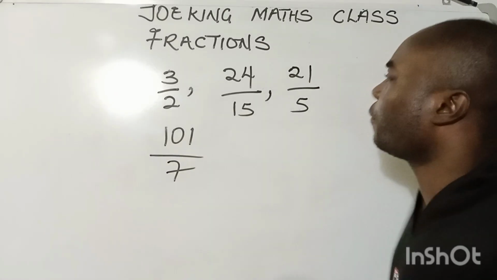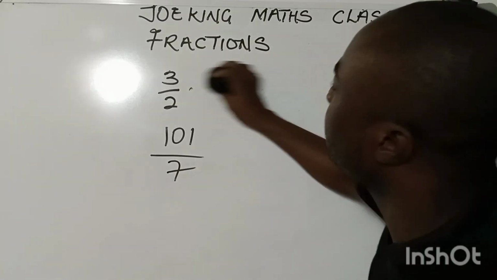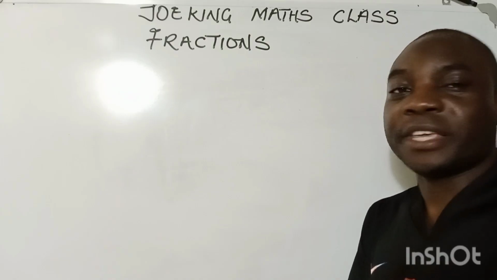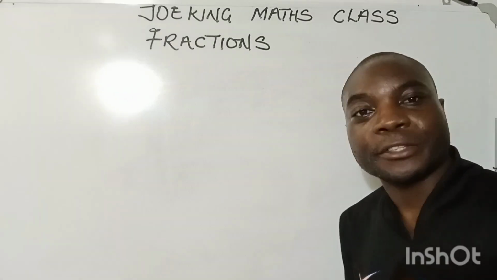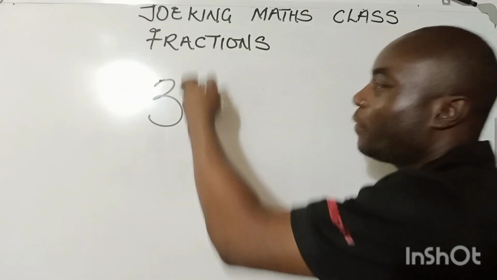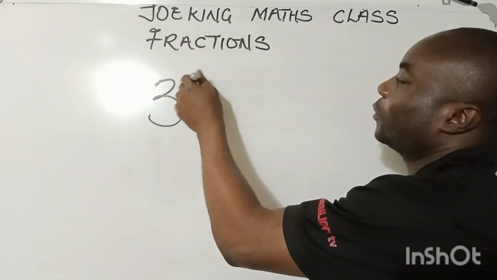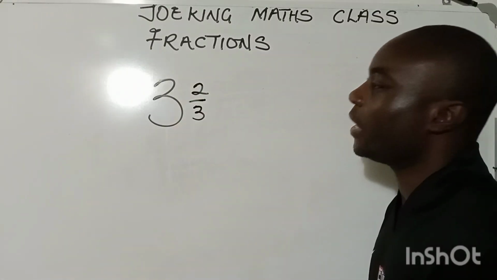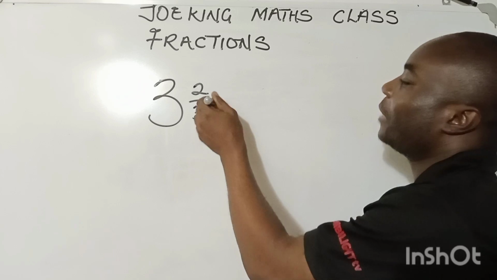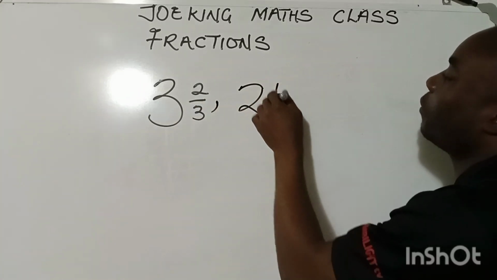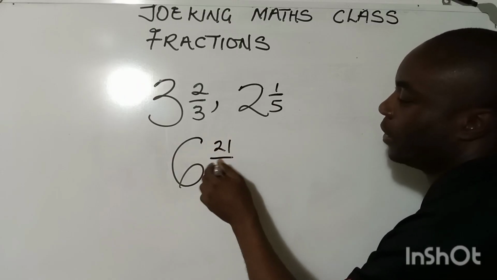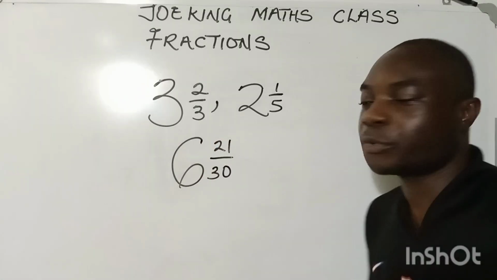Now, the third type of fraction we have is called the mixed numbers. Some people call it mixed fractions, but we can say those are mixed numbers, all right? And in mixed numbers, we have a whole number. Take, for instance, we have a whole number as this. Then we have a proper fraction by its side. It could be 2 over 3 or 1 over 5 or anything. So this is a mixed number. Another example can be 2 whole number, 1 over 5. Another example can be 6 whole number, 21 over 30, and so on and so forth.